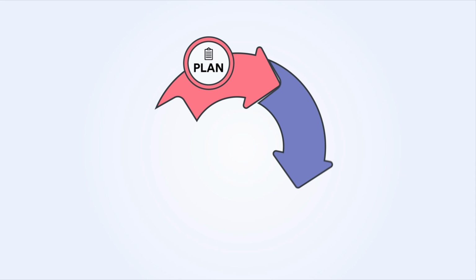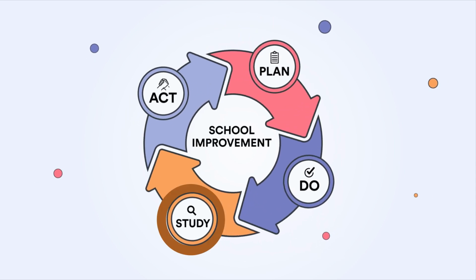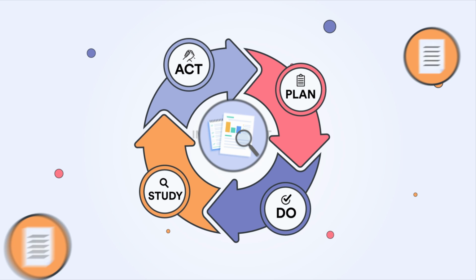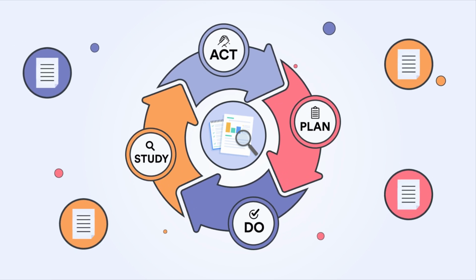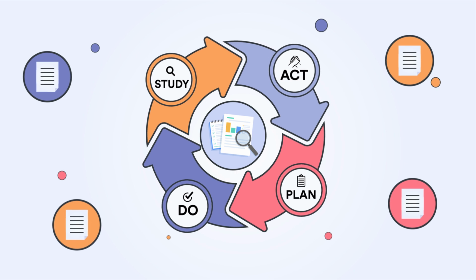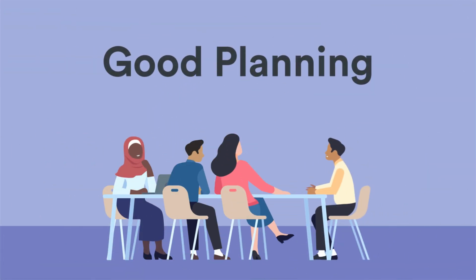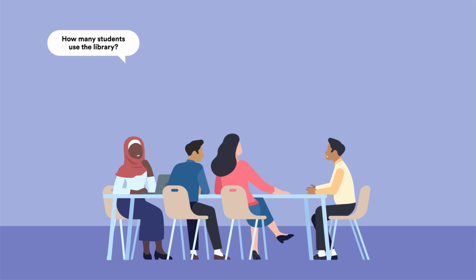The PDSA cycle for school improvement is plan, do, study, and act. Here, we focus on information and data you can collect in the PDSA cycle. Good planning is based on good information about the problem, such as how many students use the library?